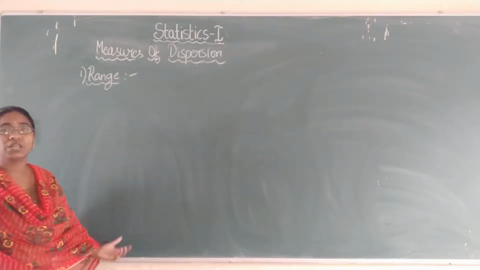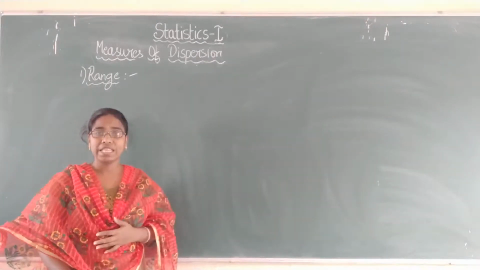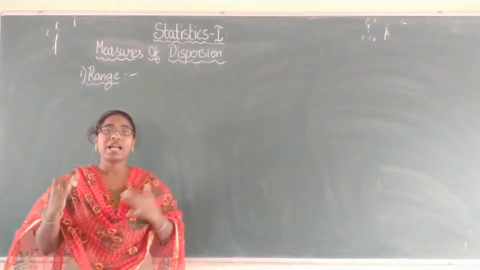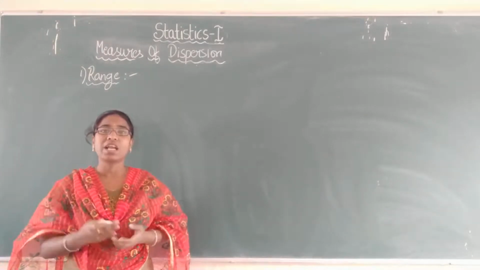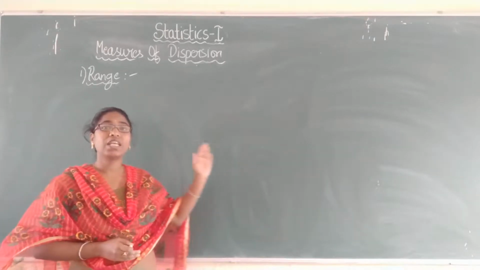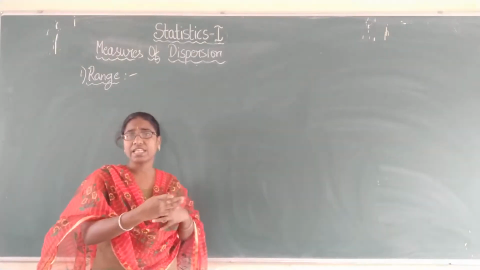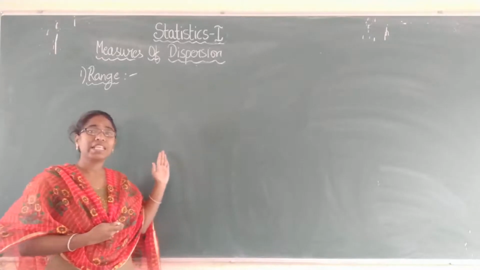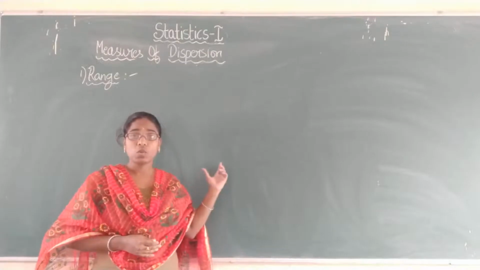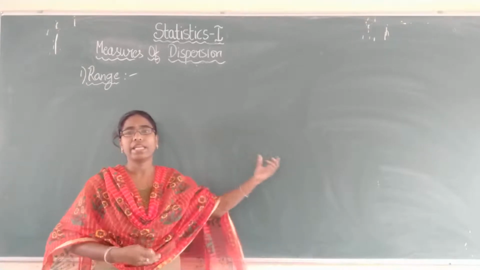So what is range? We know range means the difference between the highest value and the lowest value. Whenever you have some points in the distribution, the highest and lowest values are called the extreme values, meaning the ones at the corners. If I arrange the data in ascending order, on the left side you get the least value, and on the right side you get the highest value. Those are the two extremes, the lower limit and the upper limit.